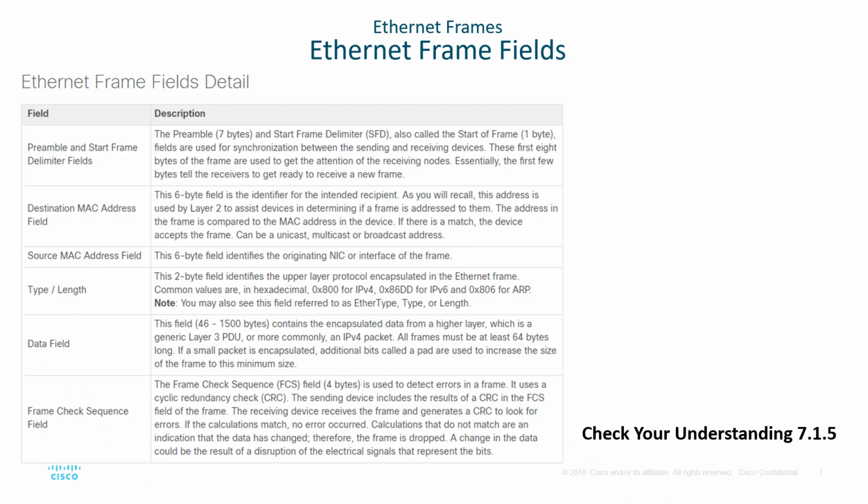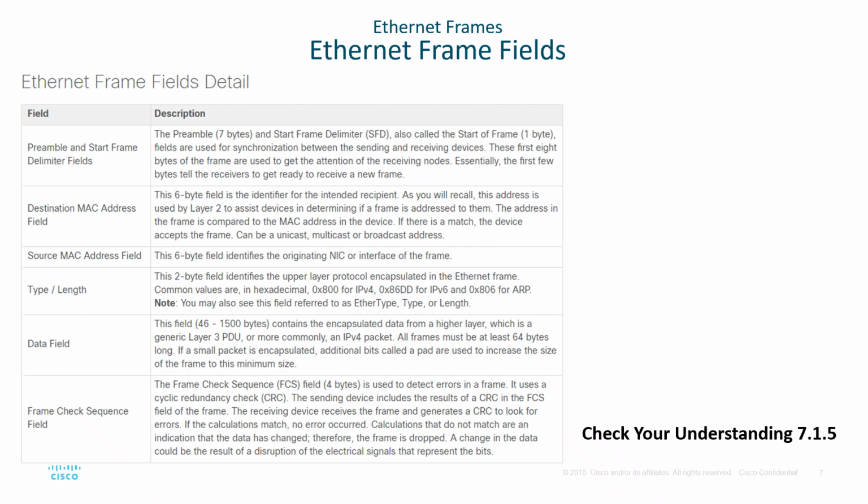0x86DD identifies an IPv6 packet. 0x806 will identify an ARP packet. You may also see this field referred to as EtherType, or length, all interchangeable. Your data field is a field from 46 to 1500 bytes. This is going to contain the encapsulated data from a higher layer, which is a generic layer 3 PDU, or for our references, your IPv4 packet or IPv6.